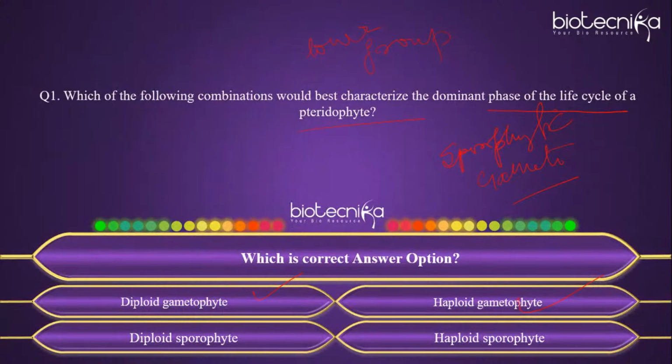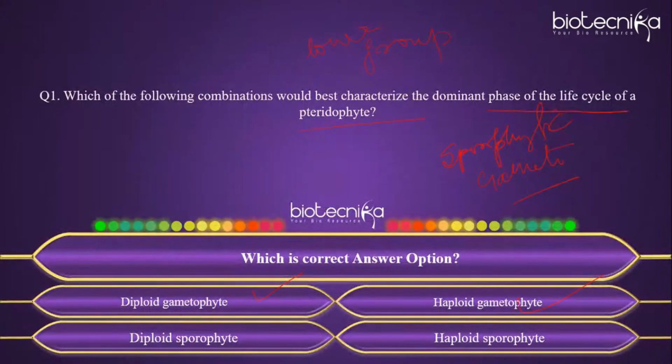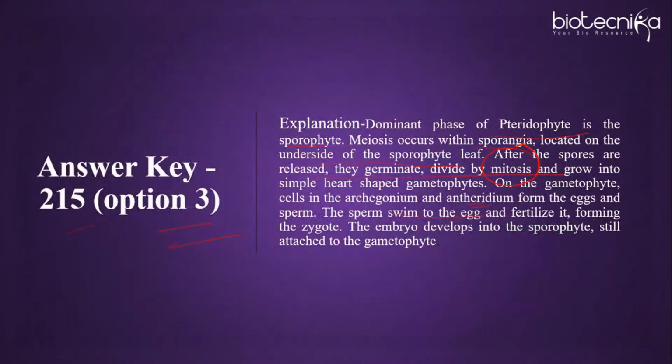So what is option C? Diploid sporophyte. As I was saying, gametophytic structures, the archegonium and antheridium, are the reproductive organs, so they will not be dominant for the sporophytic phase. If it had been a bryophyte or algae, that is thallophytes, then the answer would definitely have been haploid gametophyte. But because it's a pteridophyte, the answer should be diploid sporophyte. Now, next question.